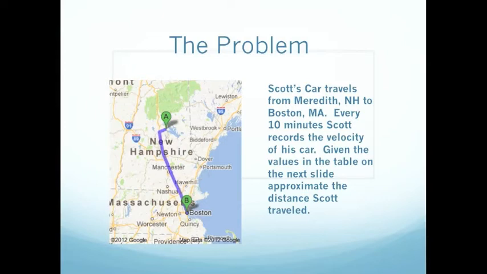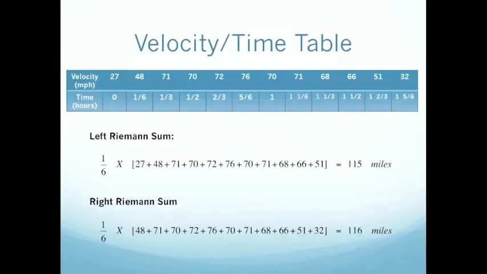So here's my problem. I traveled from Merrill, New Hampshire to Boston, Mass, and every 10 minutes I recorded the velocity of my car. My recorded values are shown in this table. What we first observe from this table is that the 10-minute time intervals that I said are recorded are actually recorded in hours. So for example, one 10-minute time interval is 1/6 of an hour.